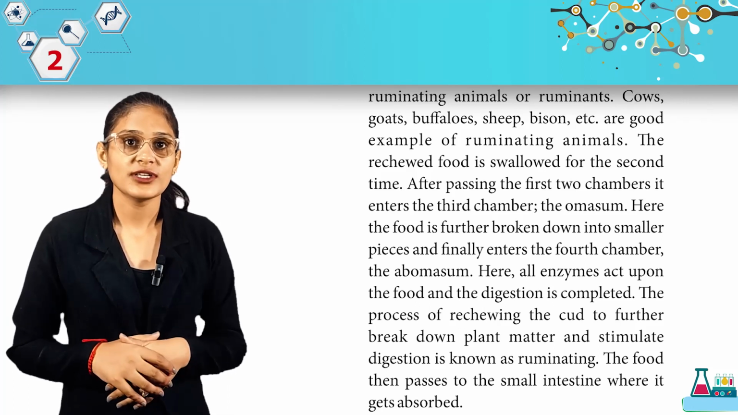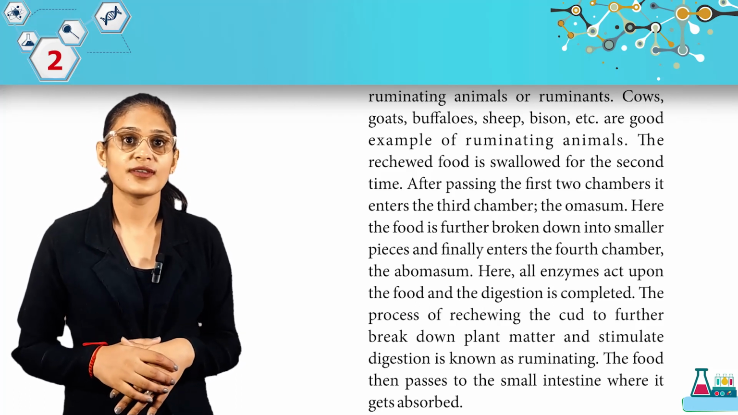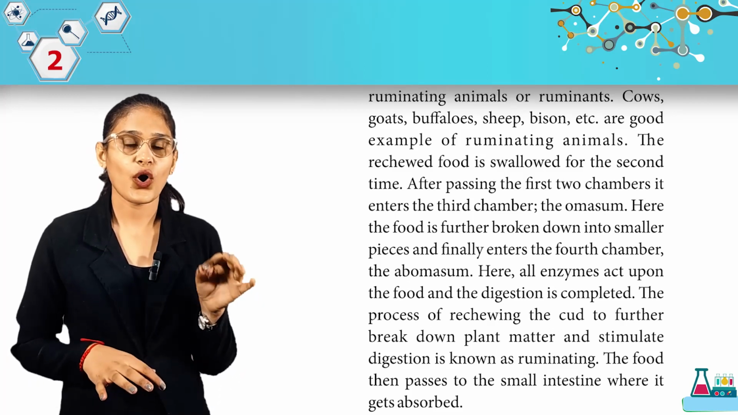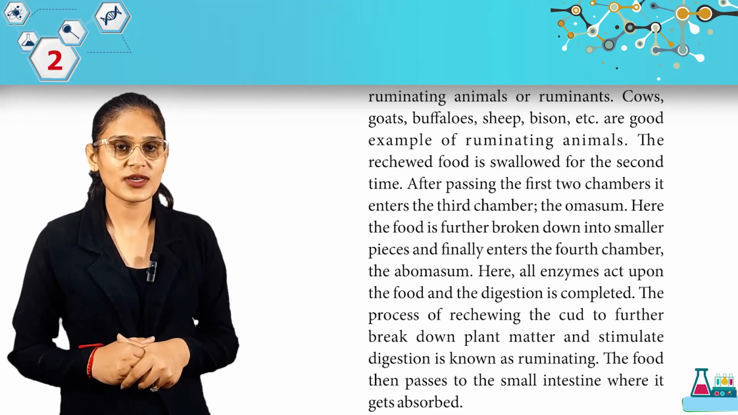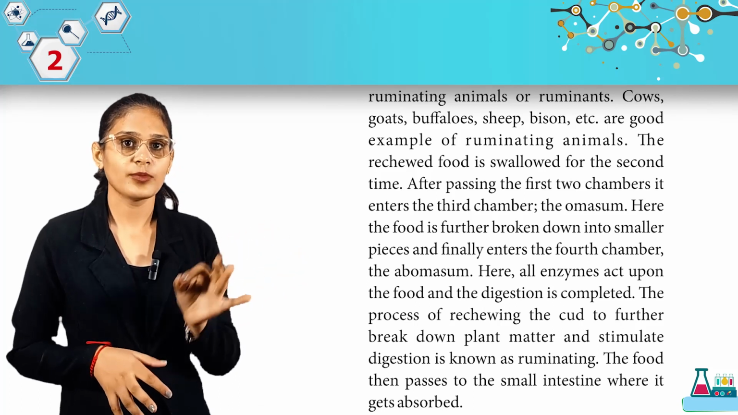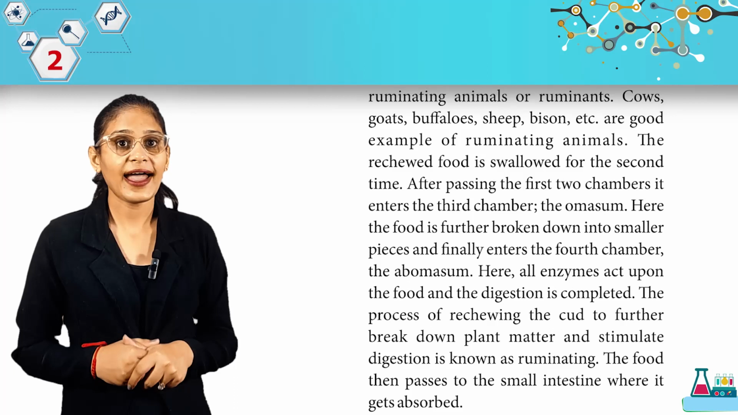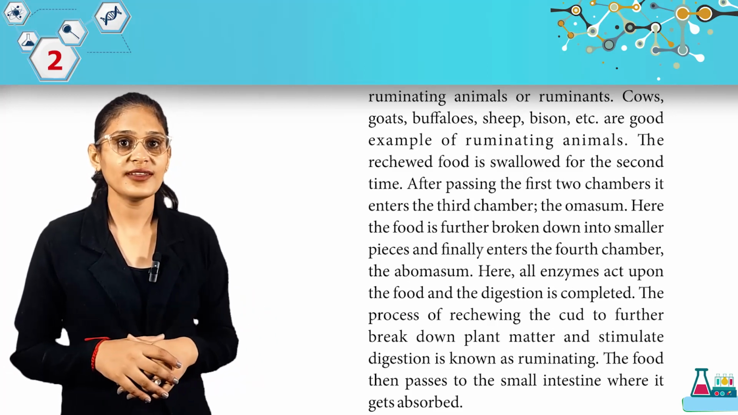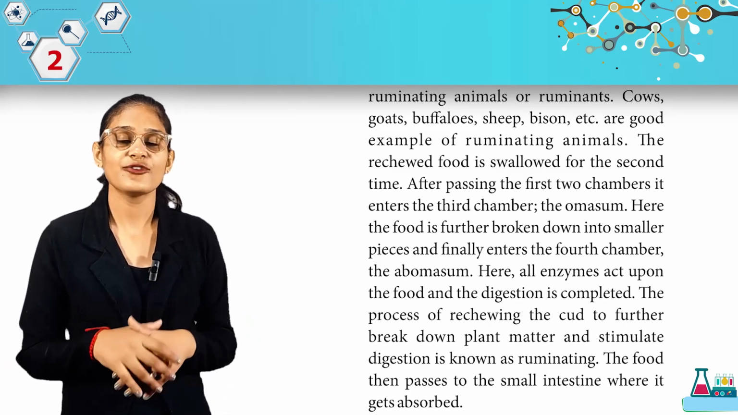The retrieved food is swallowed for the second time after passing the first two chambers. From the first two chambers, it enters the third chamber, the omasum. Here the food is further broken down into smaller pieces and finally enters the fourth chamber, the abomasum. Here, all the enzymes act upon the food and the digestion is completed. The process of retrieving the cud to further break down plant matter and stimulate digestion is known as ruminating.